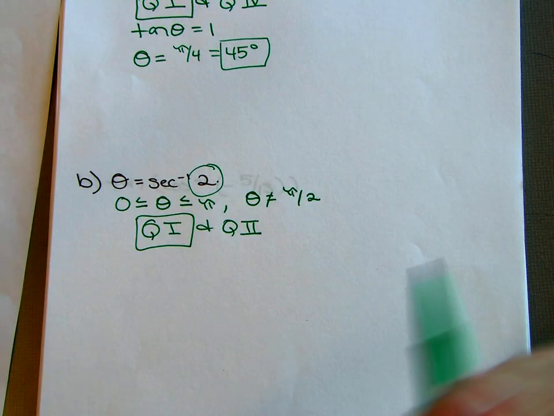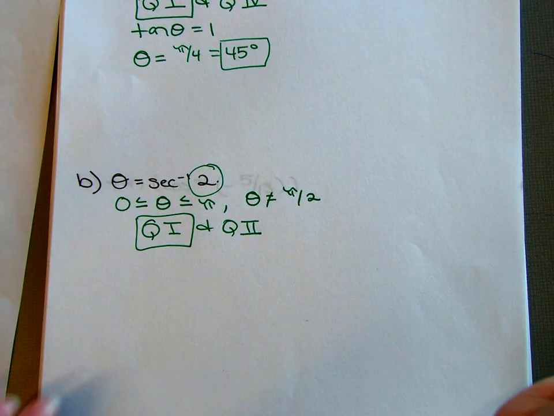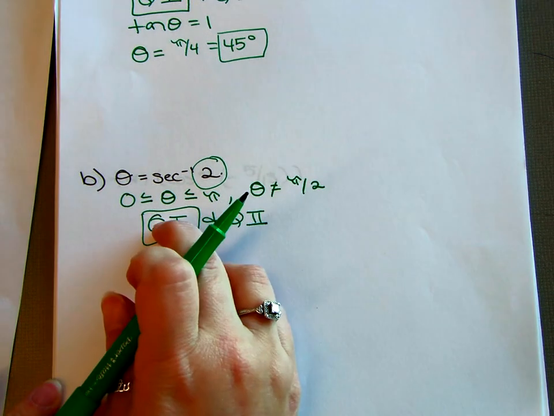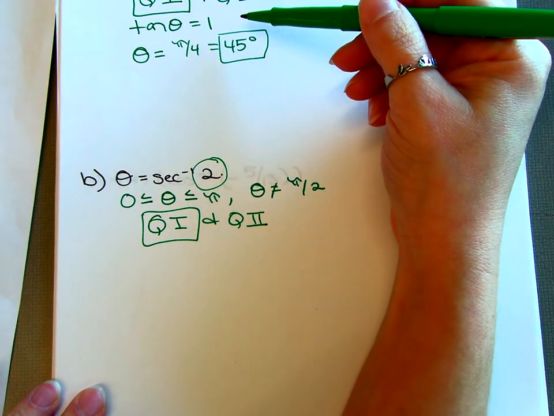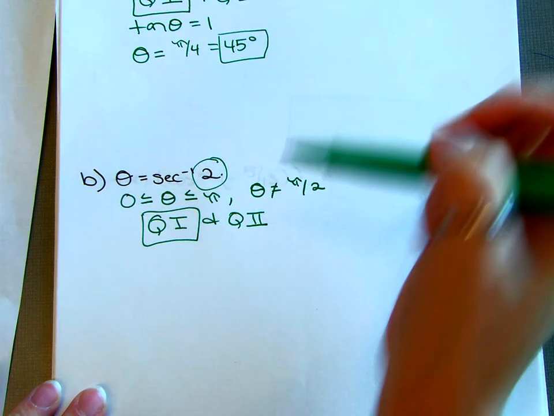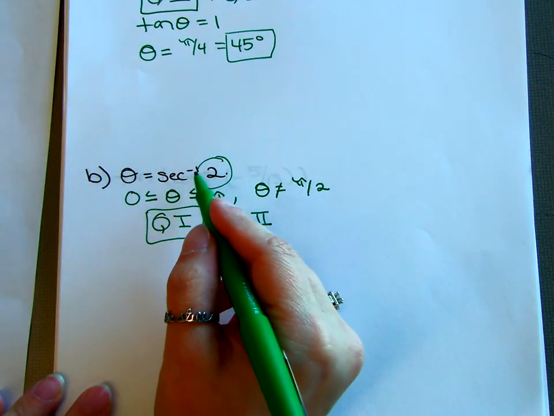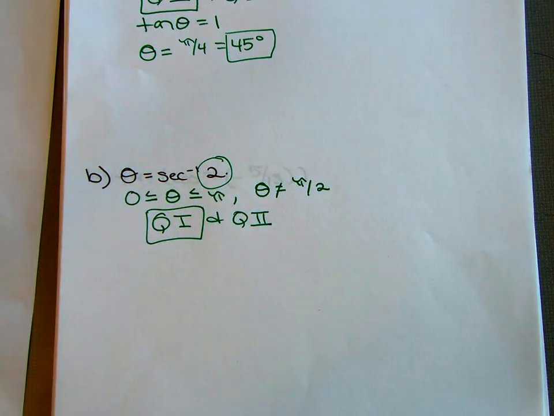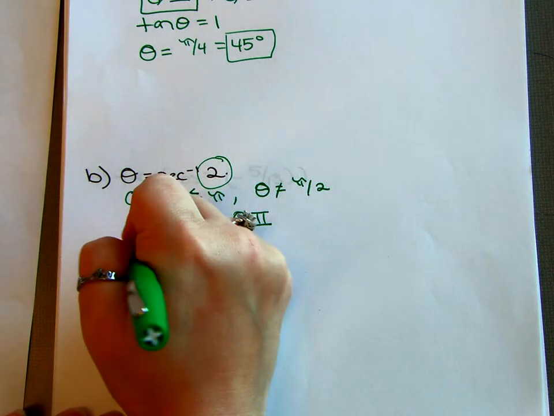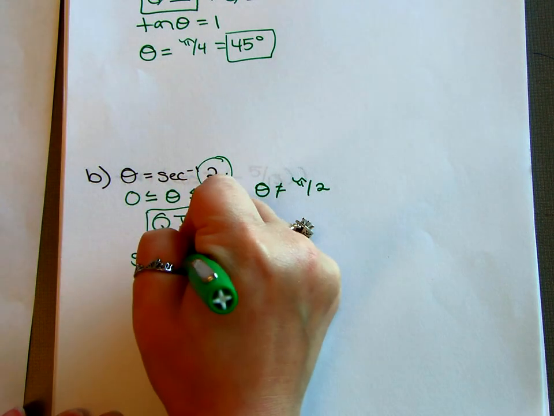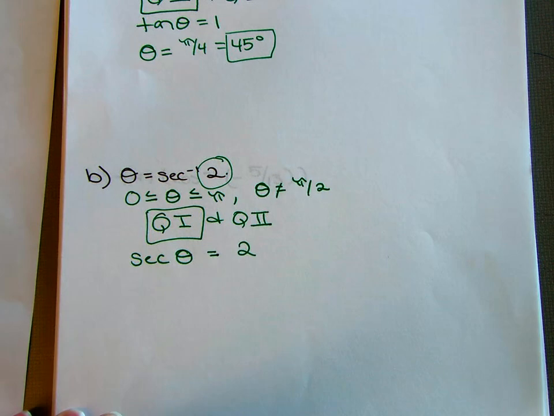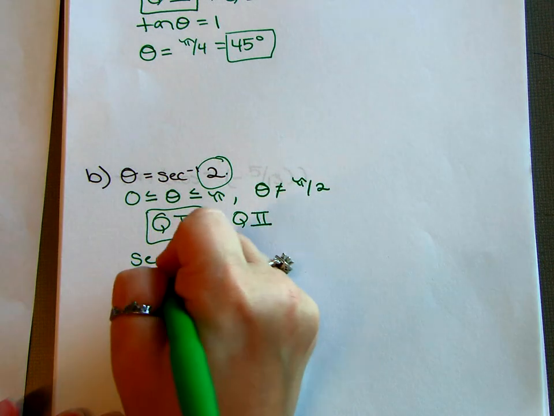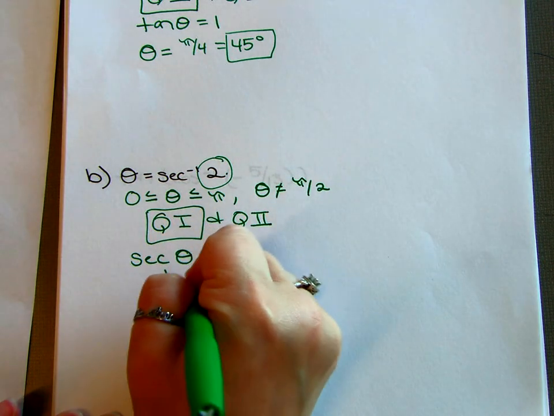These are the mental steps that we're taking. So we know we're going to be in quadrant 1, and we're going to do the exact same thing we did up here with our arctangent. We're going to rewrite our secant inverse in terms of regular secant, where we have secant theta equals 2. And you've already told me that secant theta is 1 over cosine theta.